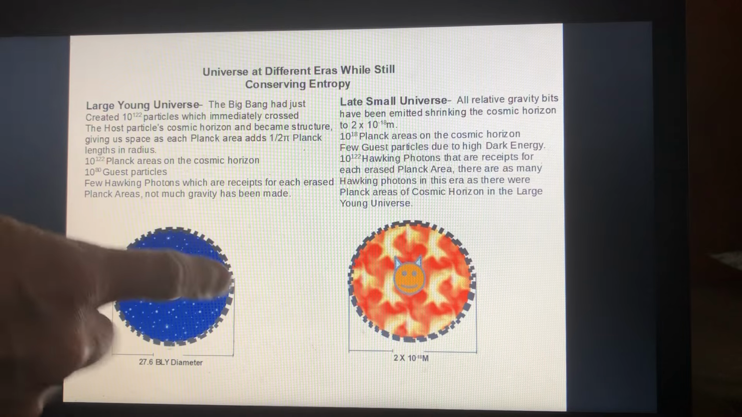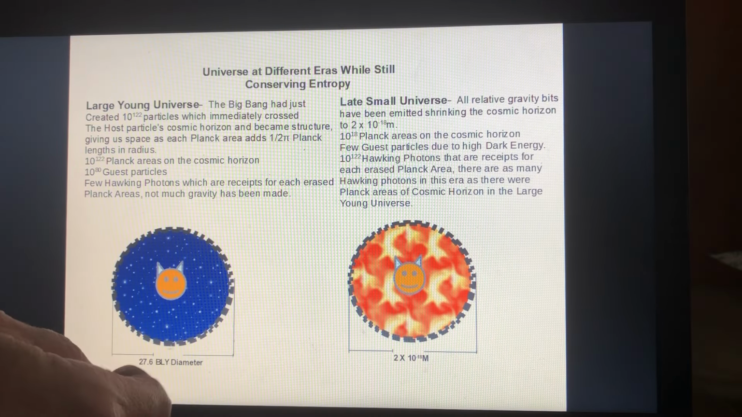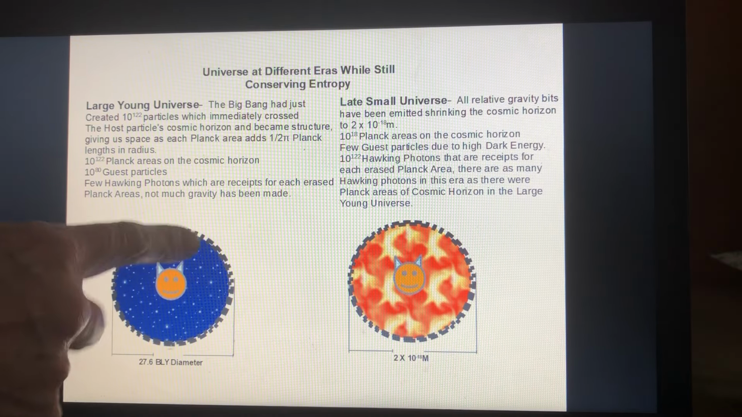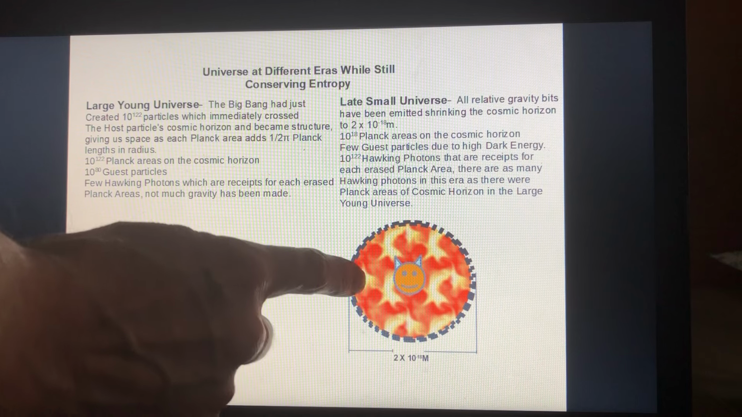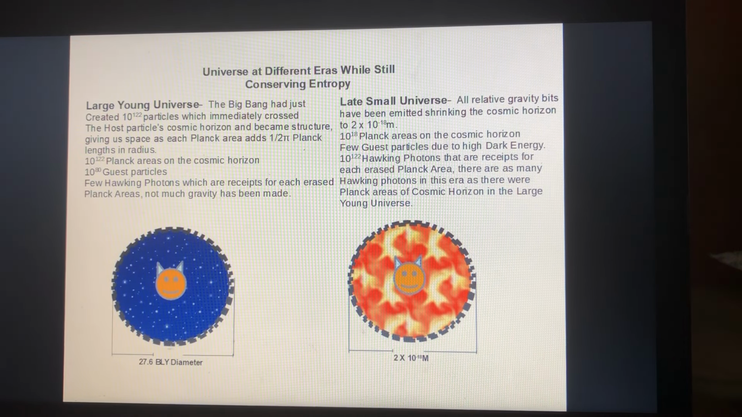What happened is, as we discussed before, the Hawking photons are like receipts for every Planck area that was erased from a cosmic horizon. Nature emits a Hawking photon. So in the late small universe, you have 10 to the 122 Hawking photons, each a receipt for each erased Planck area. So there are as many Hawking photons in this era as there were Planck areas of the cosmic horizon in the large young universe. So even though these two universes are vastly different in size, they have the same entropy configuration.